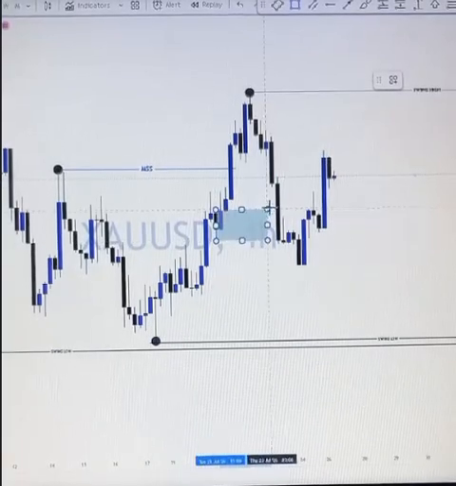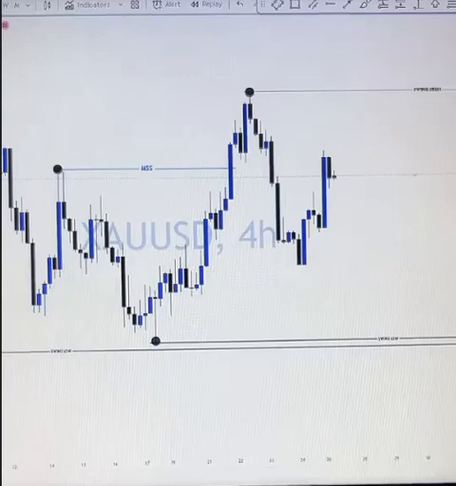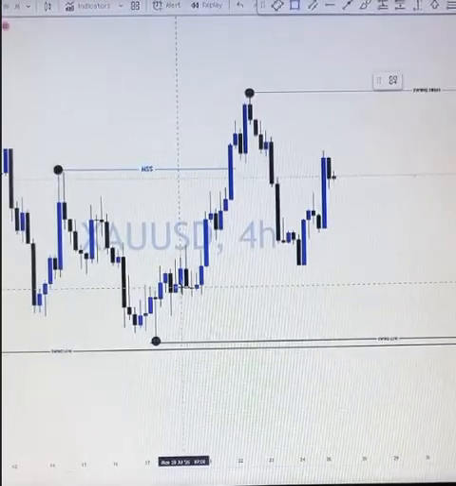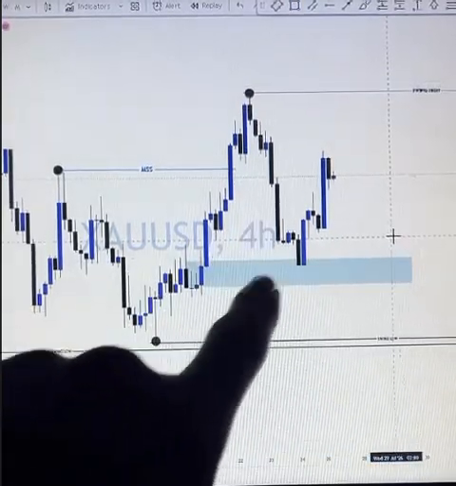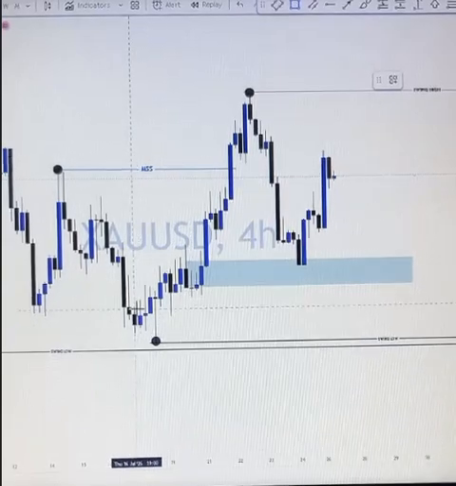Then this other one is what? Our flip zone. Price failed it, so that key level is no longer useful, right? Now, the next one is this other block right here, which price came and tapped. After that, the next thing we look for is what?